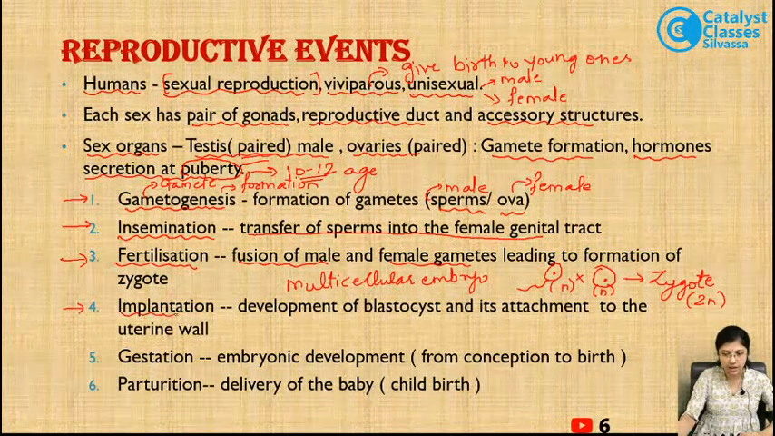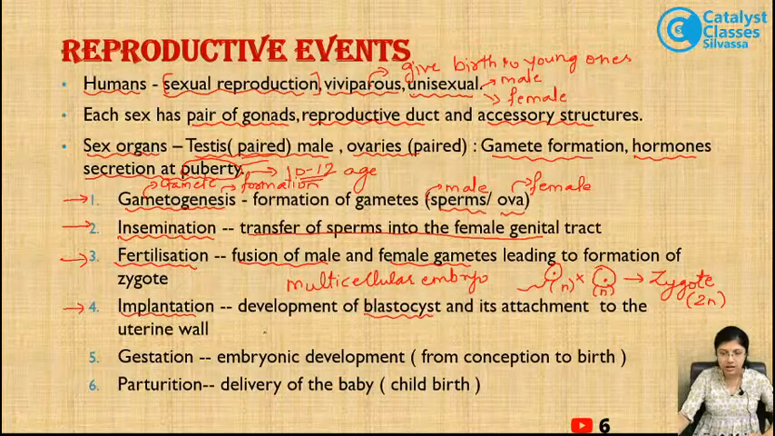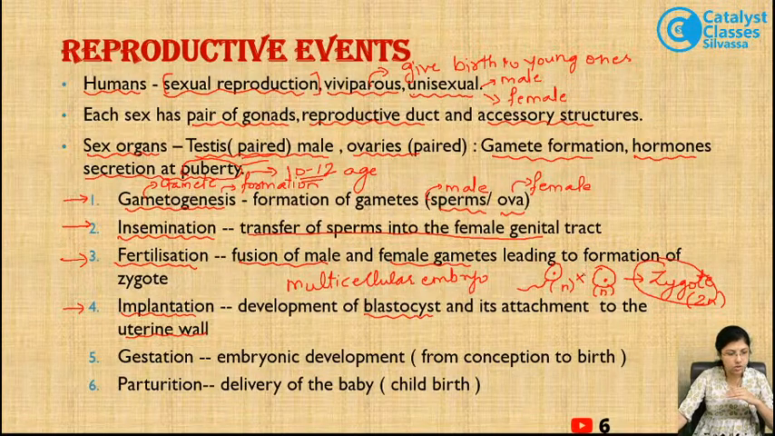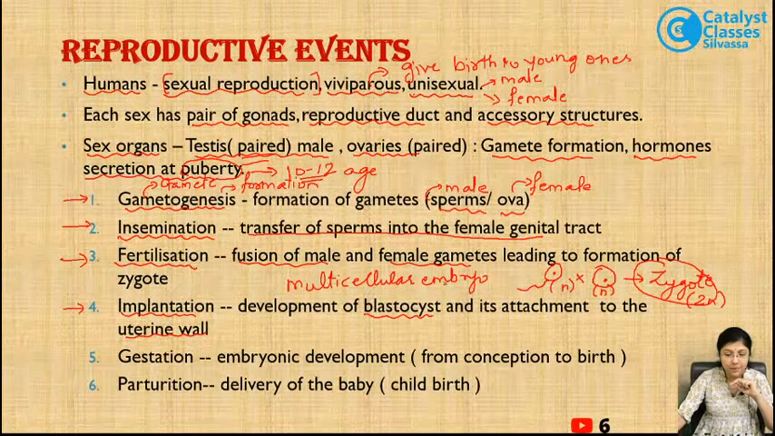So after the embryo has been formed, what is going to happen next? Implantation will take place. What is implantation? The development of the blastocyst and its attachment to the uterine wall. मतलब जो zygote form हुआ है inside the female reproductive tract, right? See, we are going to study all these processes in detail, don't worry. But what I am trying to say here is, implantation का मतलब क्या होगा?